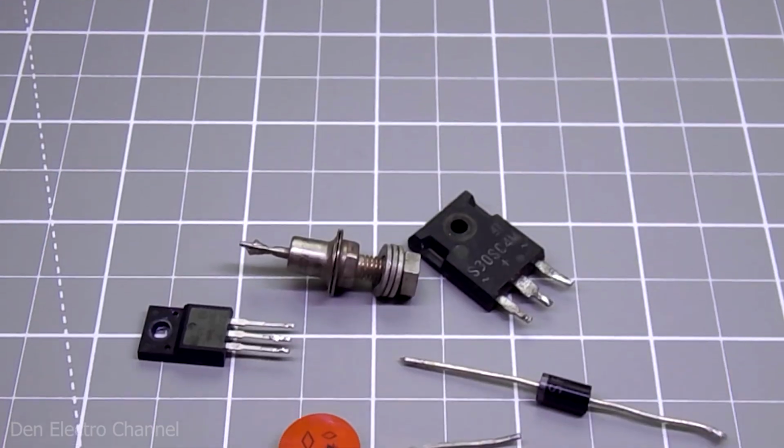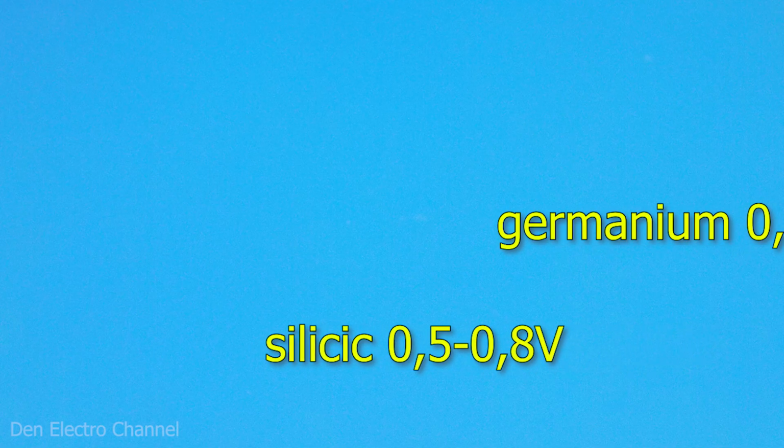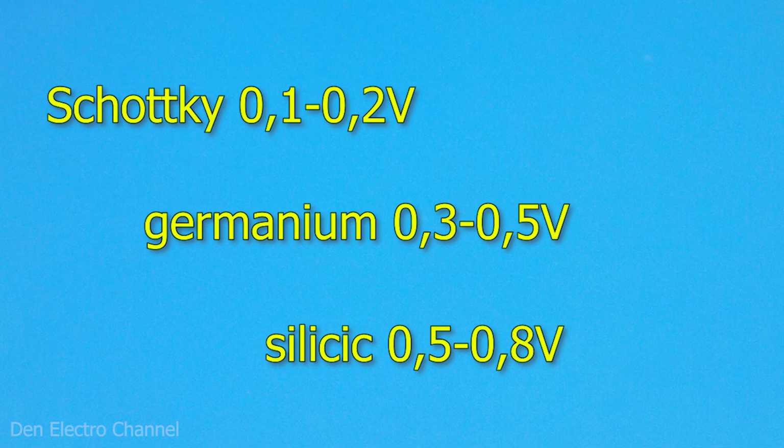Today I want to talk about the concept of voltage drop across a diode. Everyone knows from the school physics course that diodes have different voltage drops. All these figures are very average and are taken only so that you can sleep peacefully. In fact, everything is much more complicated.